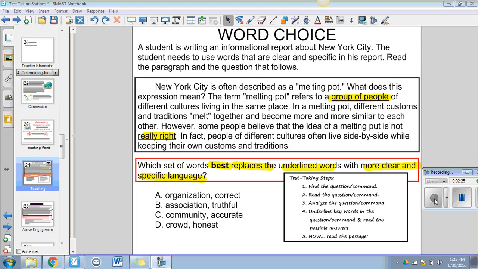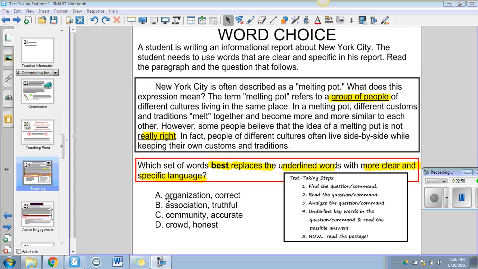What I'm now going to do is read the sentence that the highlighted underlined words are in, and then I'm going to go through the answers to do a process of elimination. So it says the term melting pot refers to a group of people of different cultures living in the same place. The next sentence is, however, some people believe that the idea of a melting pot is not really right.